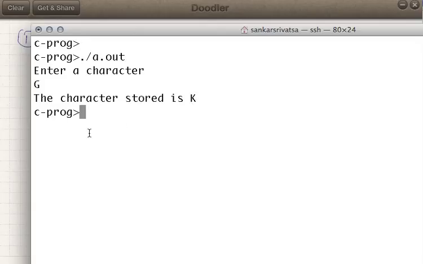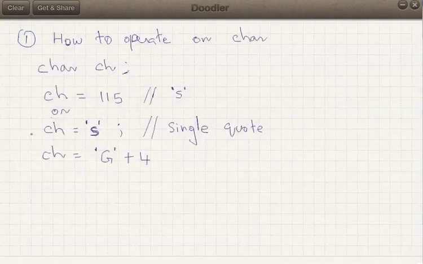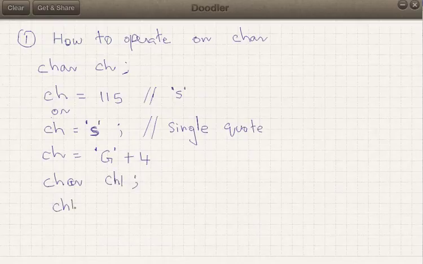You see that? Let's go ahead and define another variable, char ch1. I can do ch1 equal to ch minus 2. I can do that too. So these are very valid expressions on characters.